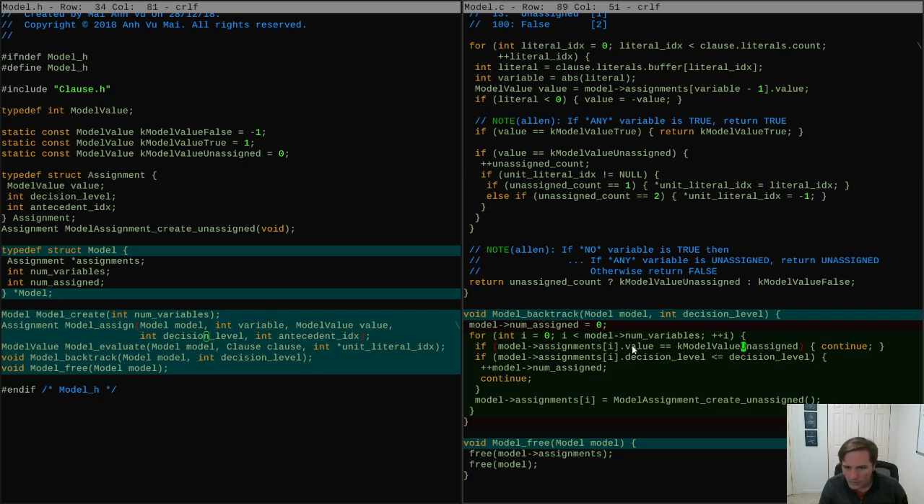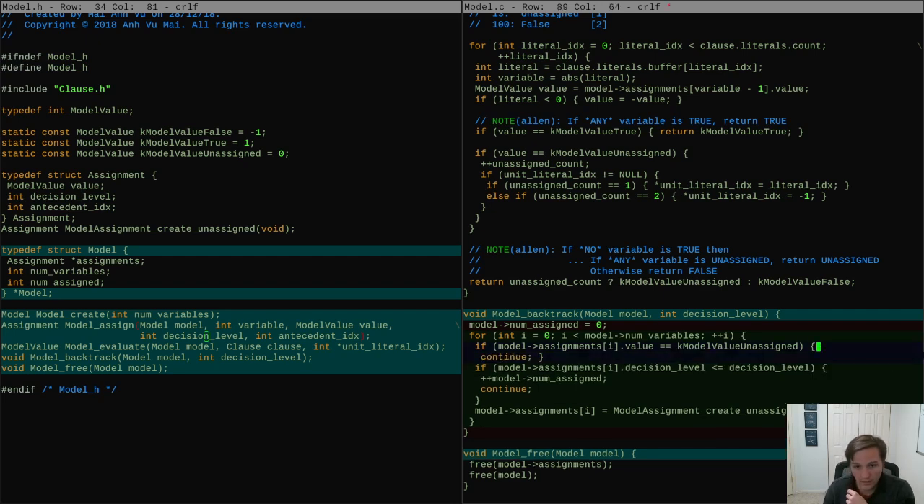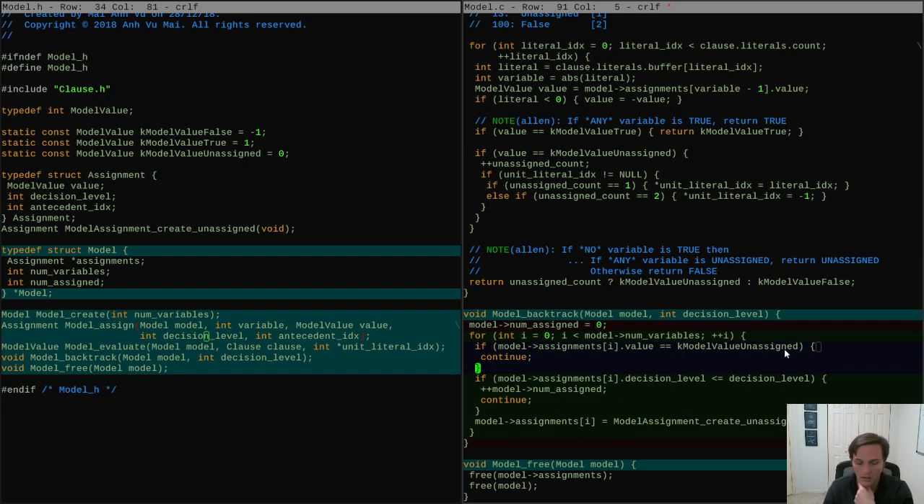If the value, but hold on. If the value is already unassigned, we don't touch it. Okay, these continues are again the same thing as returning early. The logic of everything that happens after a continue is actually like implicit negation of the condition that came before it.